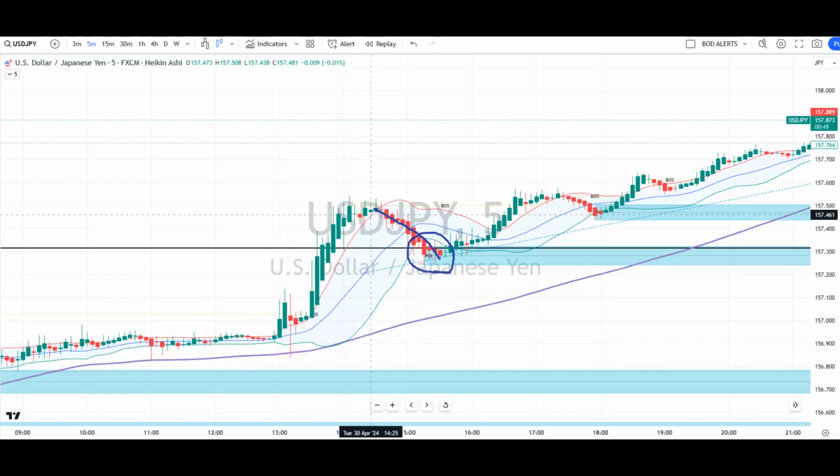That's not your buying opportunity, unless you want to be super aggressive. But then you're looking for break of structure to the upside. So the way I look at this is I'm looking for the whole of the body of the candle there. And I'm looking there for a swing low.